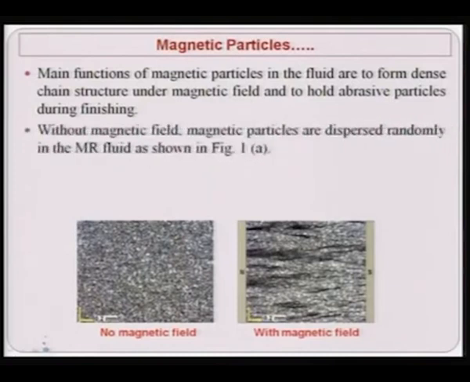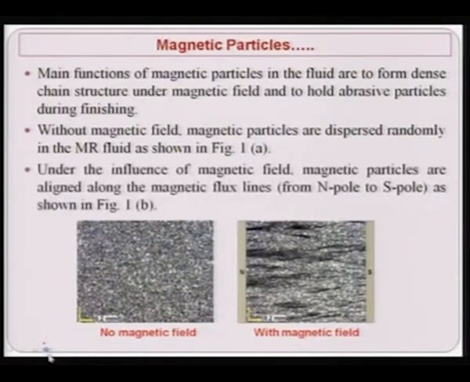Without magnetic field, magnetic particles are dispersed randomly in the MR fluid as shown in figure 1a, and under the influence of magnetic field, magnetic particles are aligned along the magnetic flux lines, as you can see here is the north pole, here is the south pole. So, this is the direction in which the chains are being formed, as you can clearly see that chains are there, and in between the chains or within the chains some abrasive particles are being held.